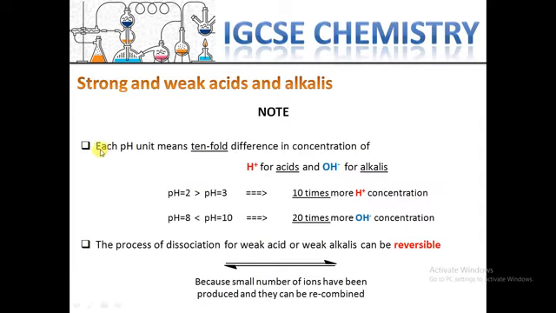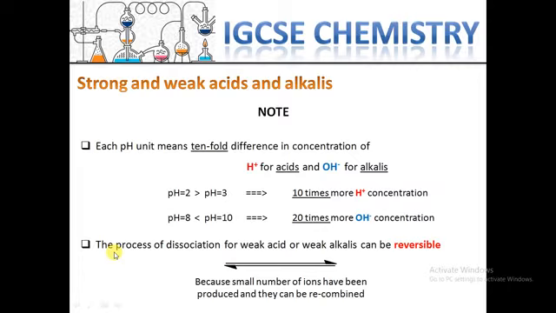Each pH unit means a tenfold difference in concentration of hydroxide or hydrogen in your solution. This is one important correlation.